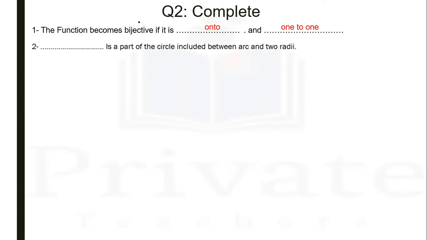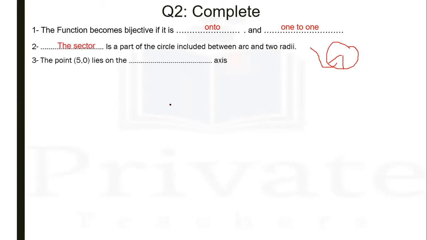Dash is a part of the circle included between an arc and two radii. This way, this is the circle. These are the two radii, and this is the arc. So here we mean this part. This part in a circle we call the sector.